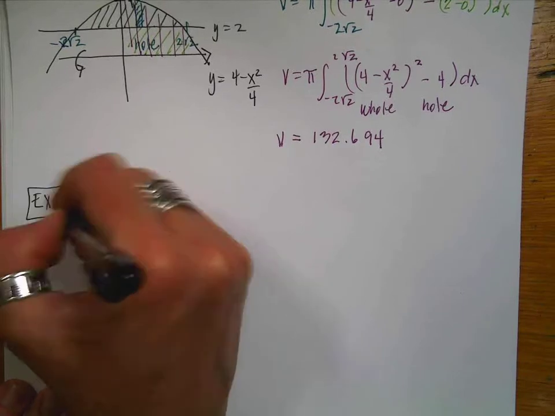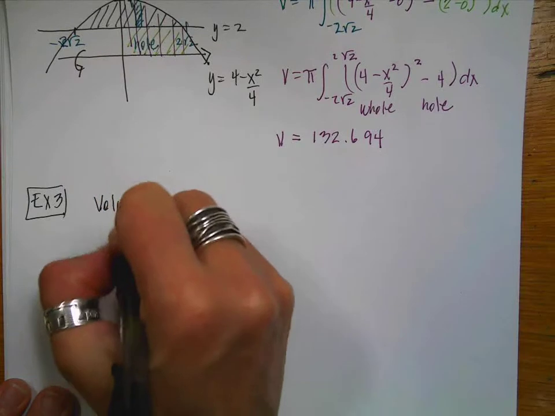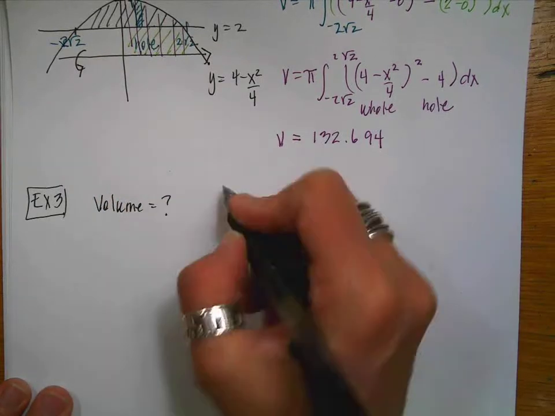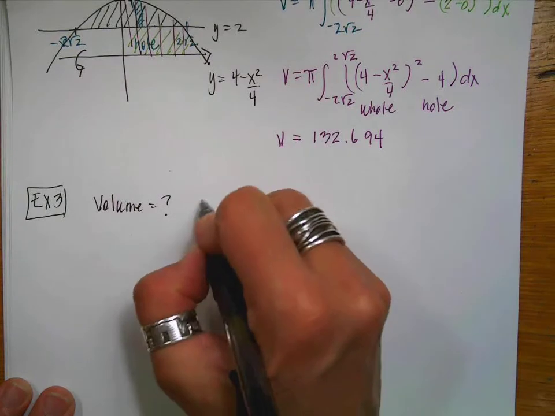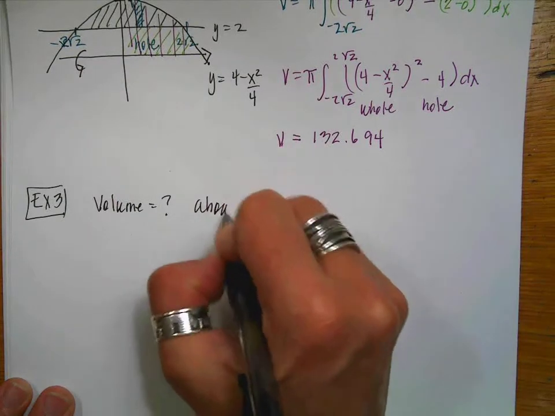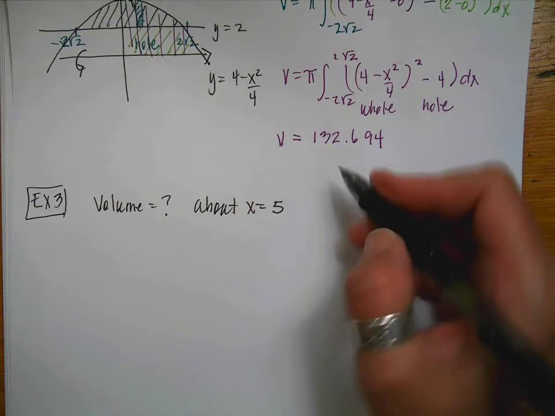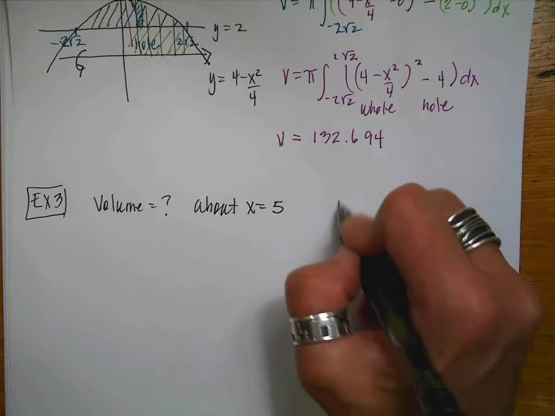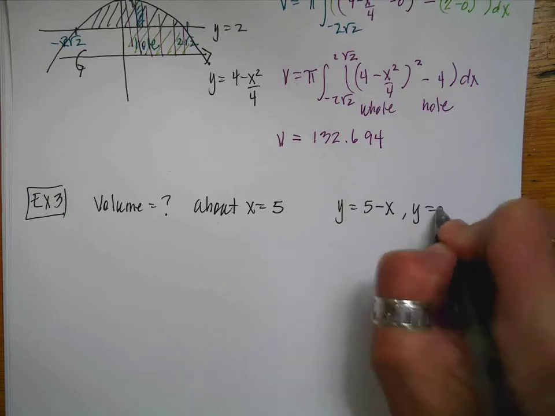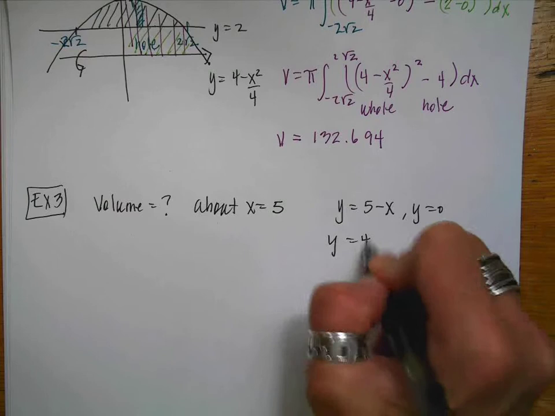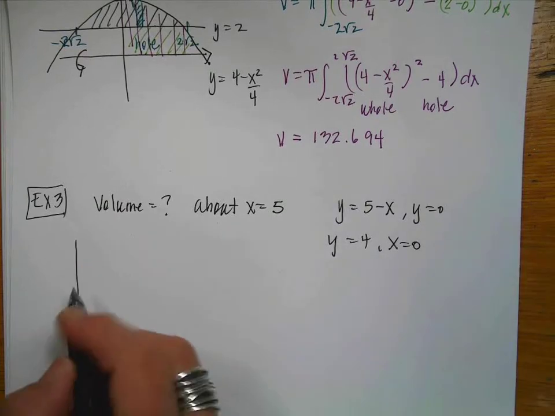Alrighty. Example number 3. Again, I'm going to use my shorthand. I want the volume of the revolved solid. I'm going to revolve about the line x is equal to 5, which is cool. And then I'm going to have y is equal to 5 minus x, y is equal to 0, y is equal to 4, and x is equal to 0.